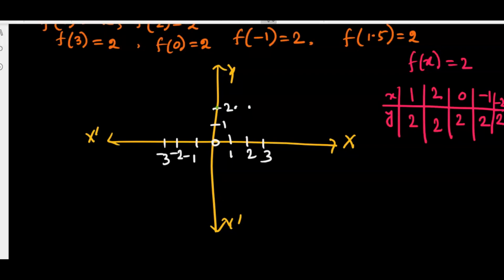Again, minus 1, that also goes to 2. Minus 2, that also goes to 2. So every point goes to 2. So that's why we will get a straight line like this, a constant line. So this is the graph of a constant function.